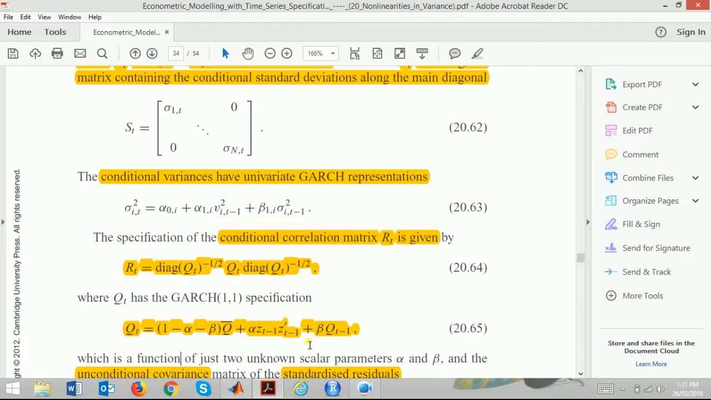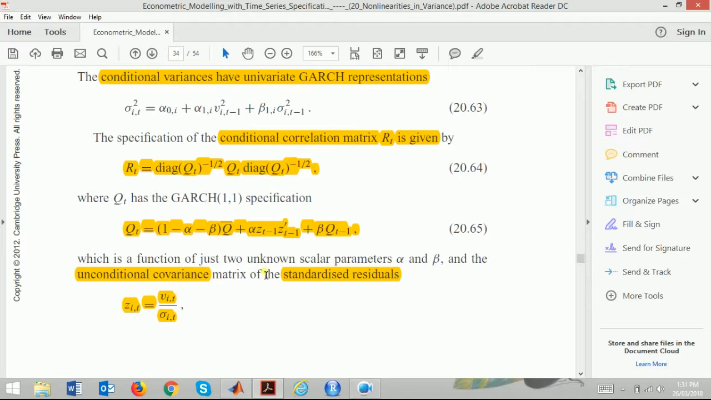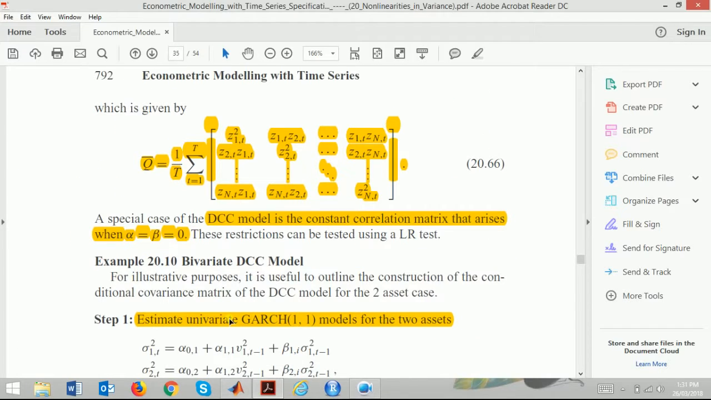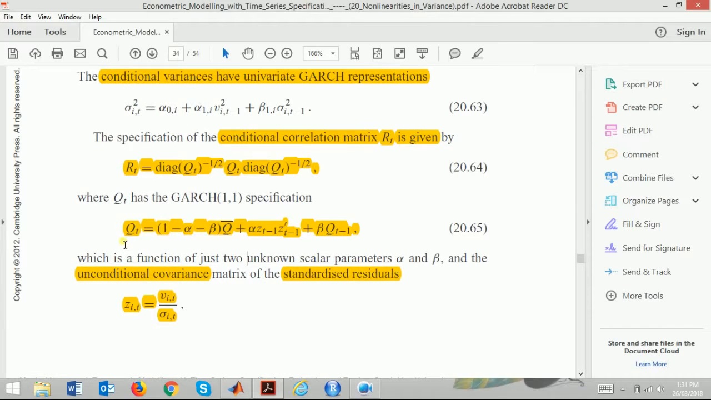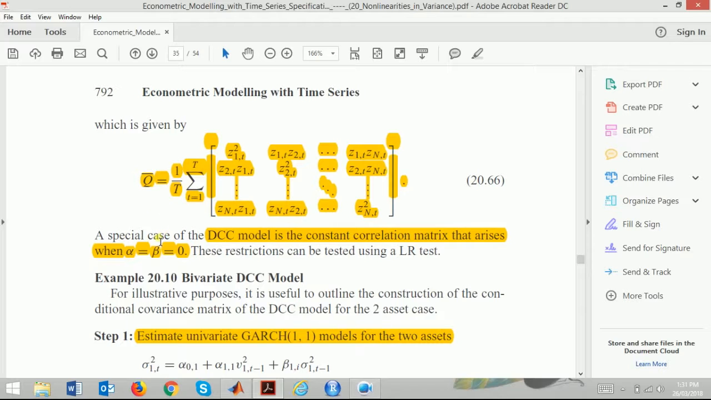Okay. So you take the GARCH 1 specification, 1 minus alpha minus beta Q bar plus alpha z(t-1) z(t-1) transpose. Z is the standardized residual. So many things. First we need Z, the standardized residual. We estimate it with V by sigma. I find the standardized residuals first, and then with that you find Q. Q is the factor.